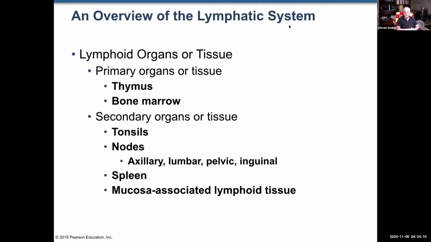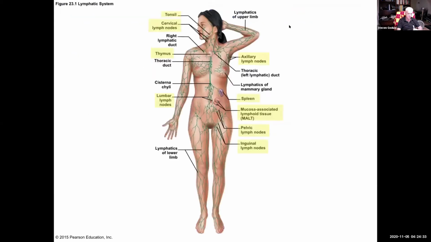So your lymphoid organs: the primary organs of the lymphatic system are your thymus and the bone marrow. Secondary organs are the tonsils, lymph nodes, which are axillary, lumbar, pelvic, and inguinal, your spleen, and your mucosa-associated lymphoid tissue called MALT, M-A-L-T. This is an overview of the lymphatic system.